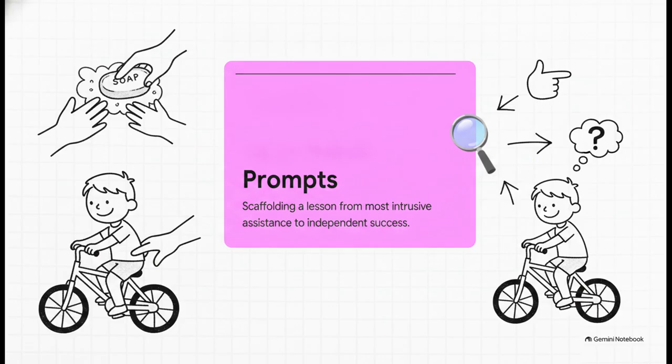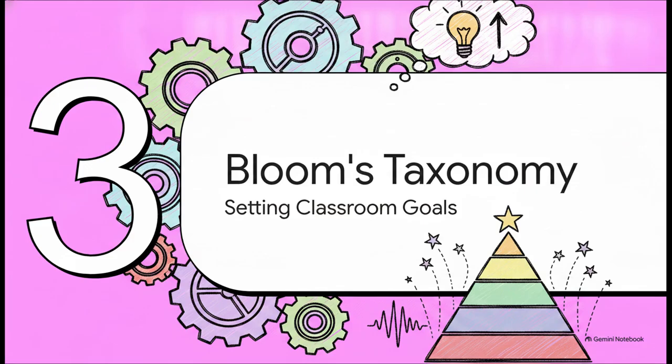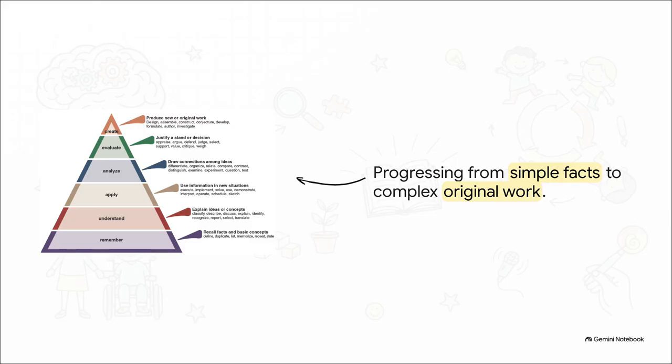Okay, next is Section 3, Bloom's taxonomy of objectives. Think of this pyramid kind of like cooking a recipe. At the very bottom, you have basic skills. You have to remember and understand your basic ingredients before you can climb all the way up to the top to evaluate and create your own original dish. It's a step-by-step hierarchy that progresses from really simple facts up to super complex thinking.